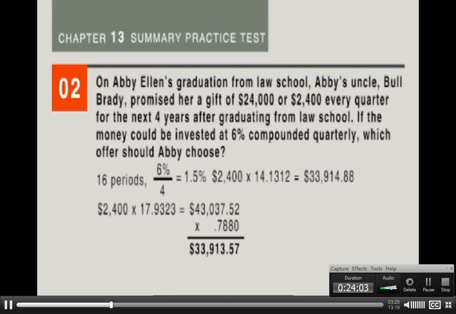The trick is if you do it the second way, you have to first do what? Go to the future and bring it back to the present. My suggestion to keep it simple, do it my way. Present value of annuity is the easiest way.